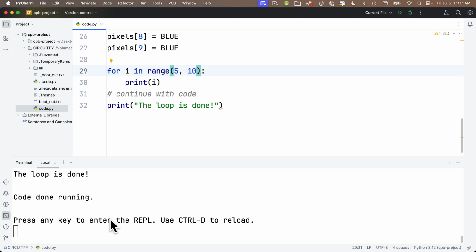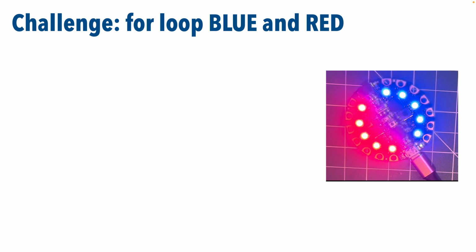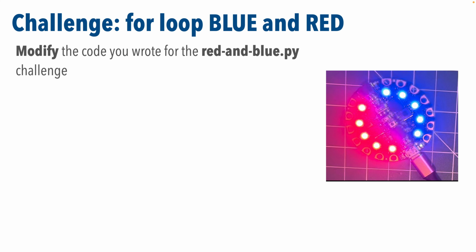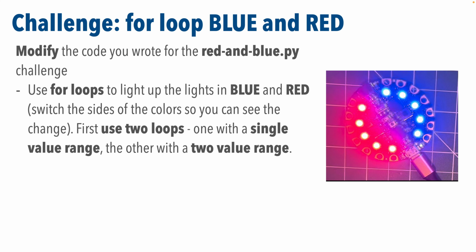Cool. So now it's time for a challenge where you can apply what you know about for loops with single and 2-value ranges. In this challenge, we'll get the same result as the code you wrote earlier, although we'll flip the red and the blue sides. We're going to assign colors to the 10 separate index values, but in this example, blue should be in NeoPixels 0 through 4, and red should be in pixels 5 through 9.